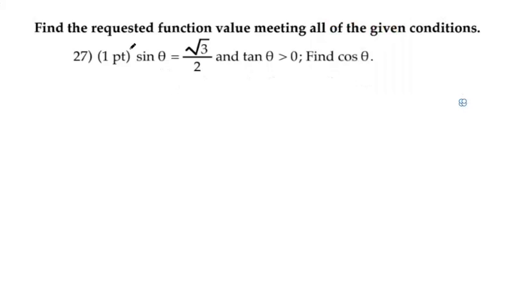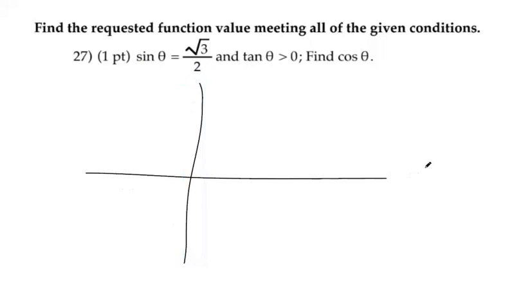We're supposed to find the requested function value, which is just a fancy way of saying find the solution for theta. They tell us sine theta is square root of 3 over 2. So we can draw, let's see, sine theta. Sine theta is positive, right? It's a positive square root of 3 over 2.